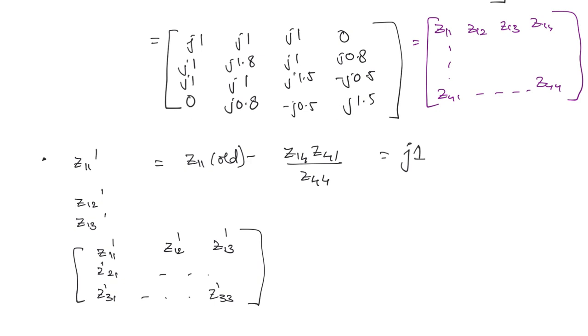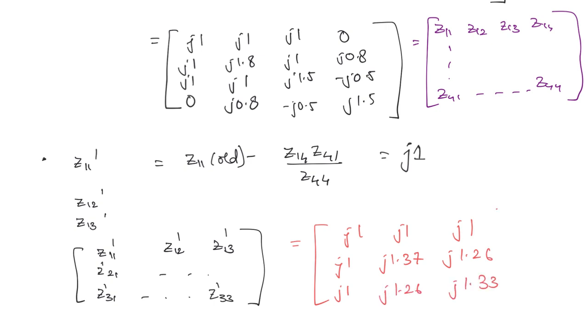This fourth row and fourth column, you don't have to do this calculation. Okay, you just have to eliminate this fourth row and fourth column. So this final answer I am going to write here. This you are going to get as J1, J1, J1 here also, and then J1.37, J1.26, J1.26 and J1.33. Okay, so this is how you have added one new branch impedance from two existing buses.